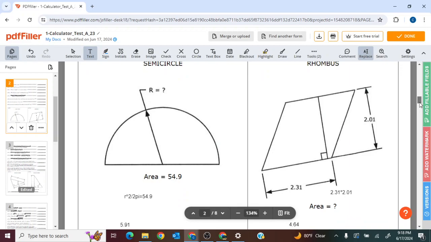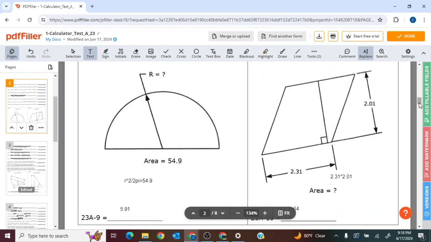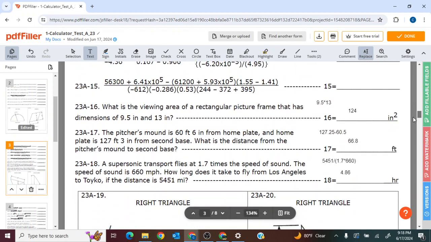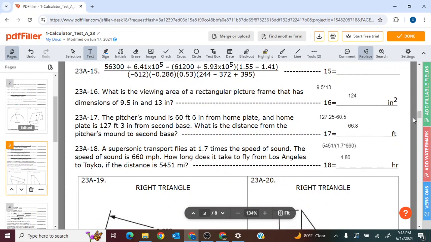Okay, 10, this is an area of a rhombus. It's pretty simple. Length times height, 2.31 times 2.01, 4.64. Done. Okay, what is the viewing angle of a rectangular picture frame? This is pretty easy as well. You just multiply the two values, and that is your area.